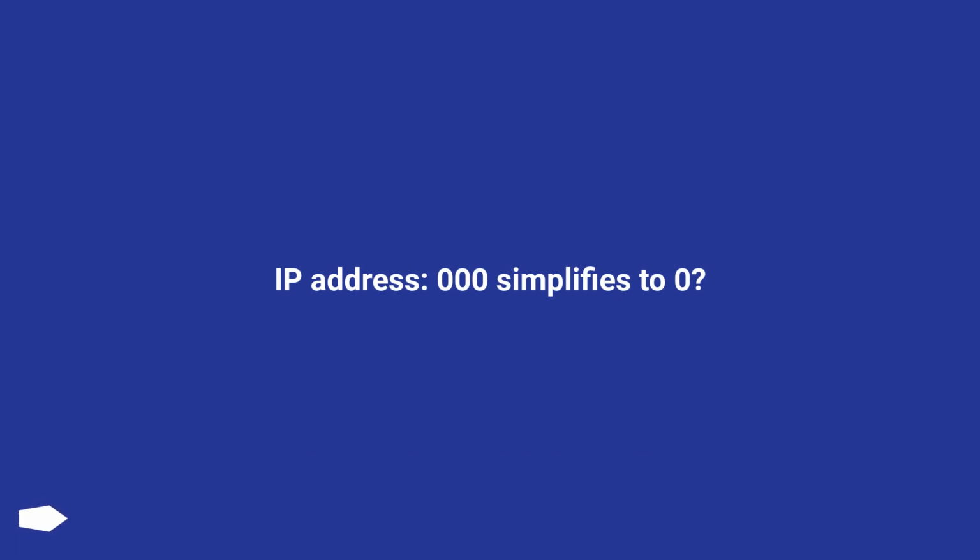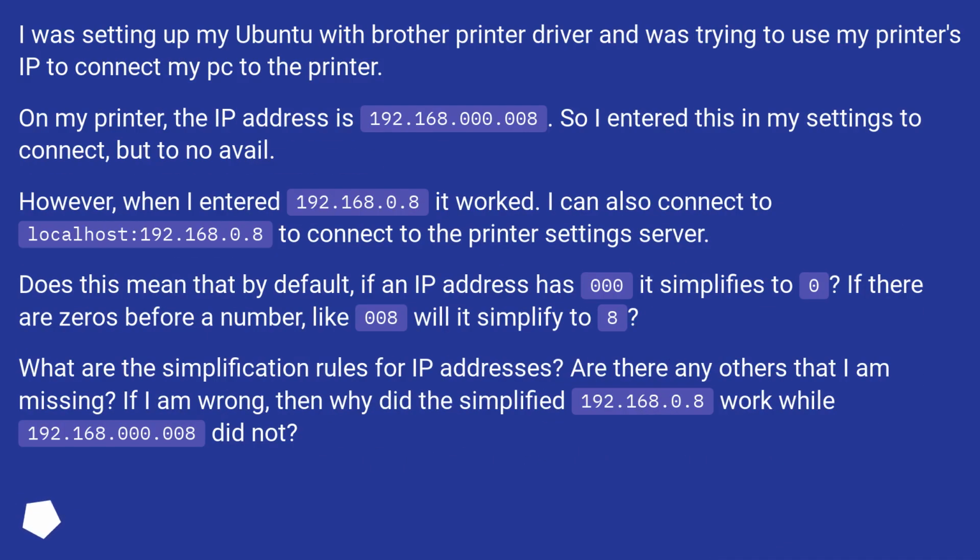IP address 000 simplifies to 0? I was setting up my Ubuntu with the Brother printer driver and was trying to use my printer's IP to connect my PC to the printer. On my printer, the IP address is 192.168.000.008. So I entered this in my settings to connect, but to no avail.